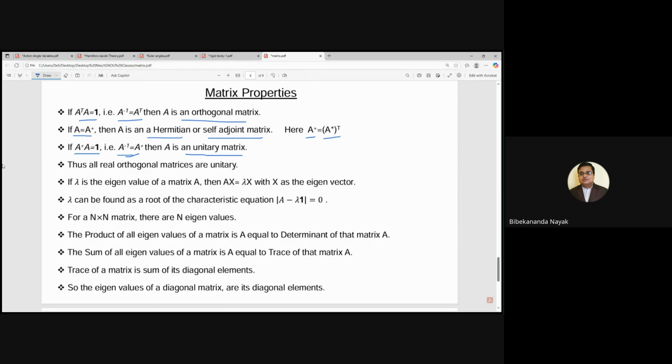All real orthogonal matrices are unitary. The difference between dagger and transpose is the complex conjugate. If the matrix is real, then dagger is equal to transpose. So all real orthogonal matrices are unitary.